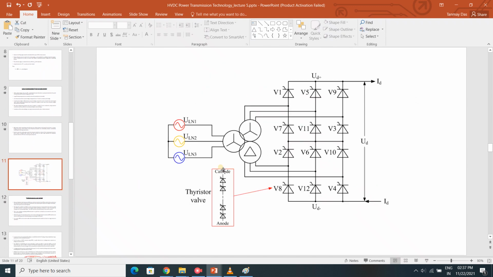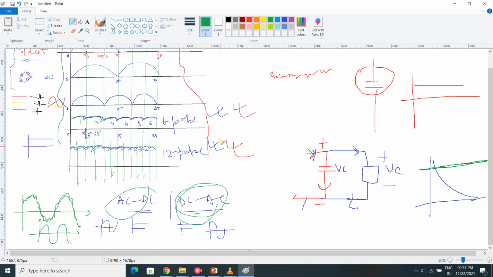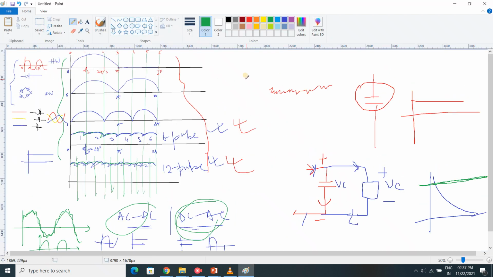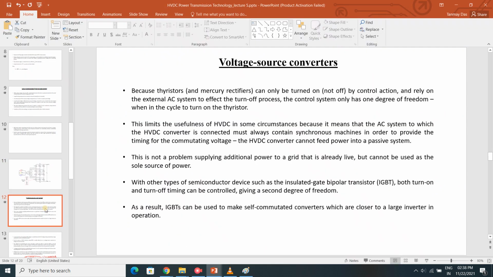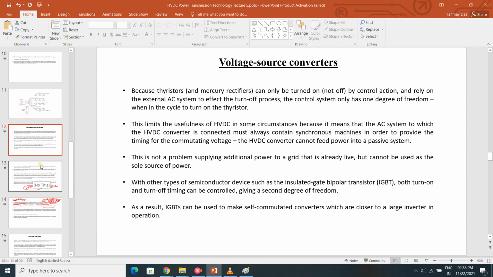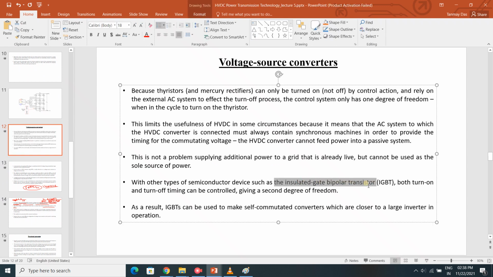Then, how is the operation done with 12 pulse? You have studied that in power electronics, I think, so I am not repeating those portions. I have just shown you the basic operation, or the actual significance, of these two pulses. Then the concept of VSC.